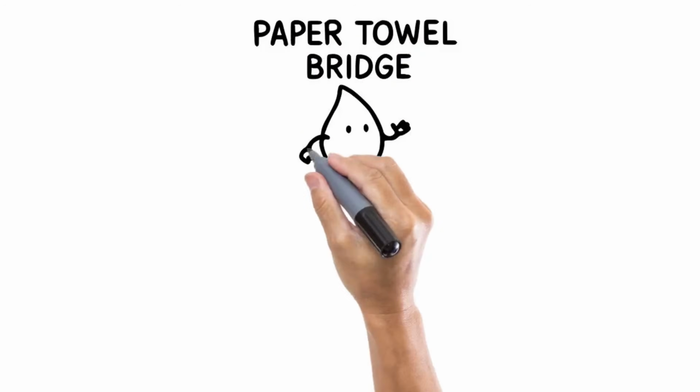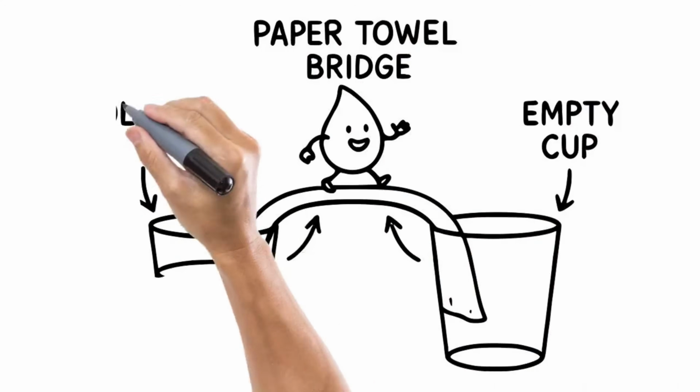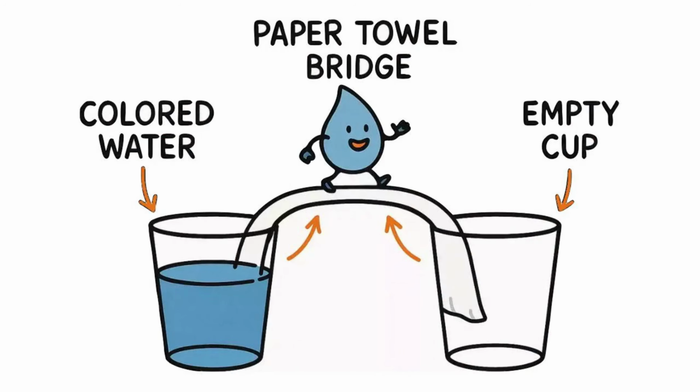To see how capillary action in water works, try this simple experiment. Place the ends of a paper towel into two cups, one with colored water and one empty. Over time, water climbs the towel and drips into the empty cup, visibly moving uphill.